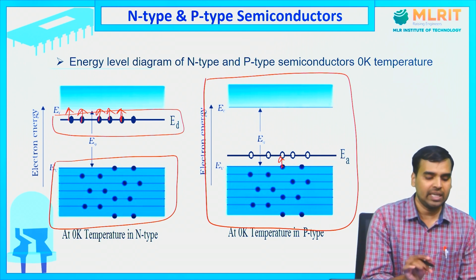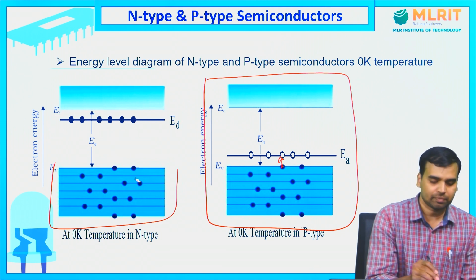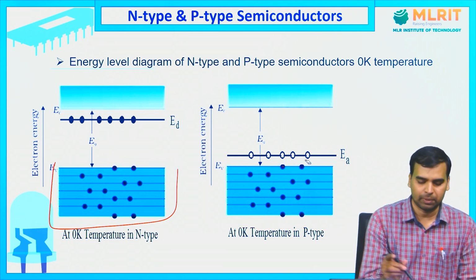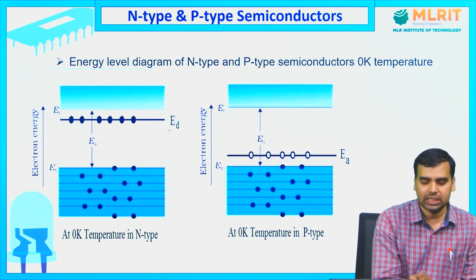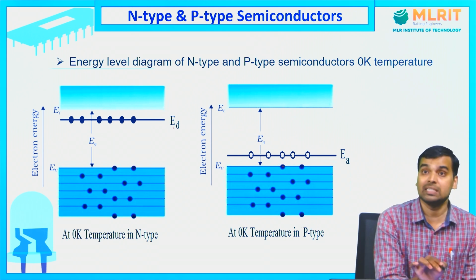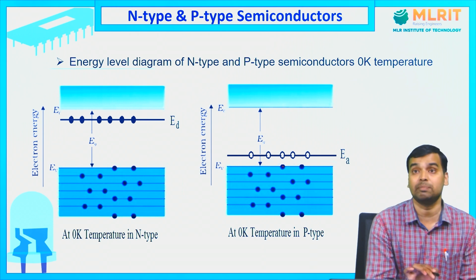Now, at T equal to 0 Kelvin temperature, the valence band is completely filled, the donor energy level is completely filled, and the conduction band is empty in the case of an n-type semiconductor.